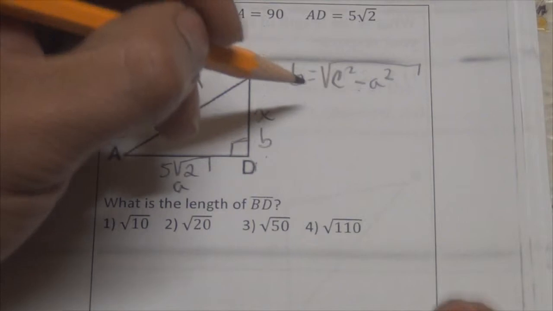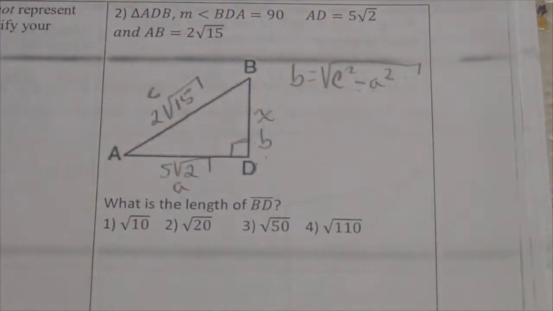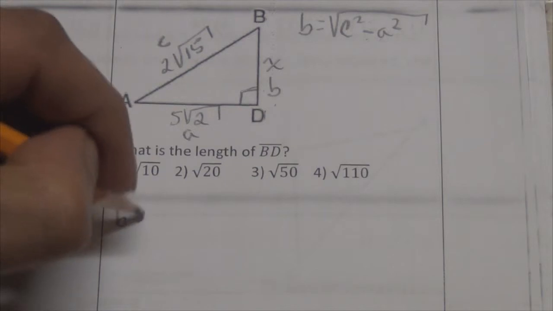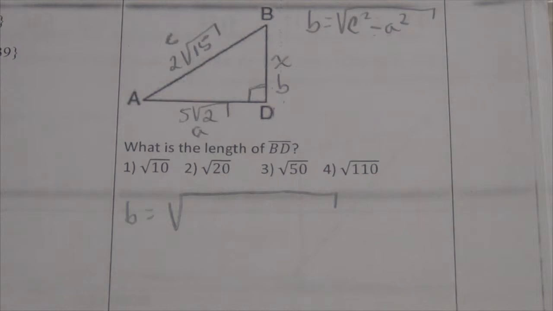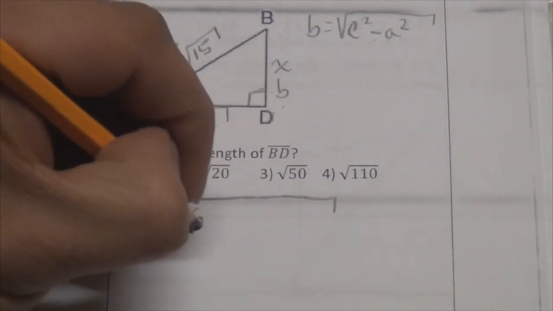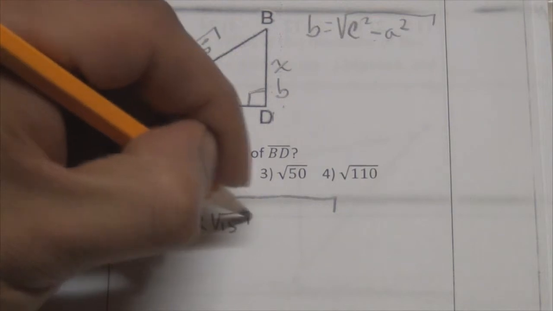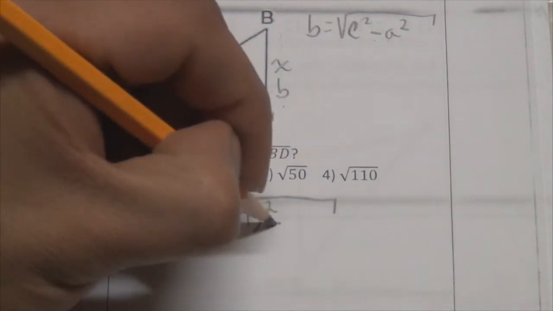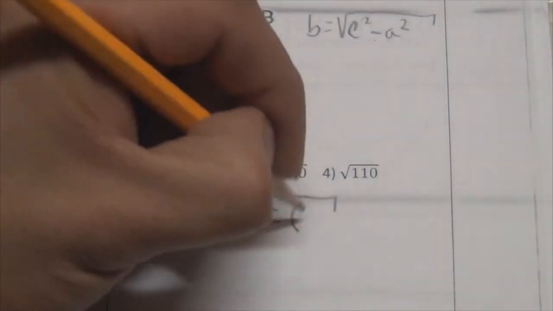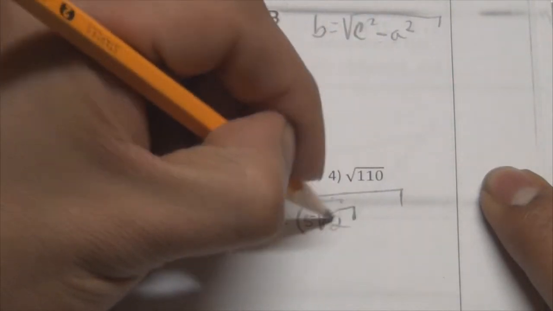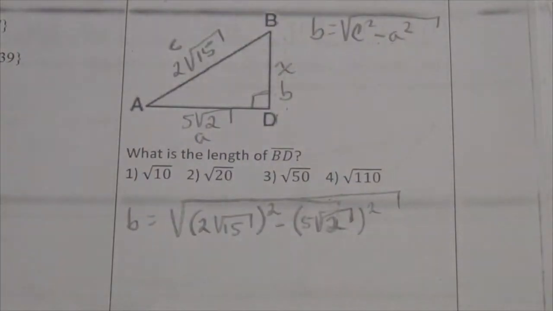Alright, so I'm gonna write it down here. B would be equal to the square root of, now let's see, C squared is, and look how I write it, 2 radical 15 squared minus 5 radical 2 squared. You know what, next time don't close the radical sign, because we don't know how much we need. So 5 radical 2 squared. So let's figure out what this is.